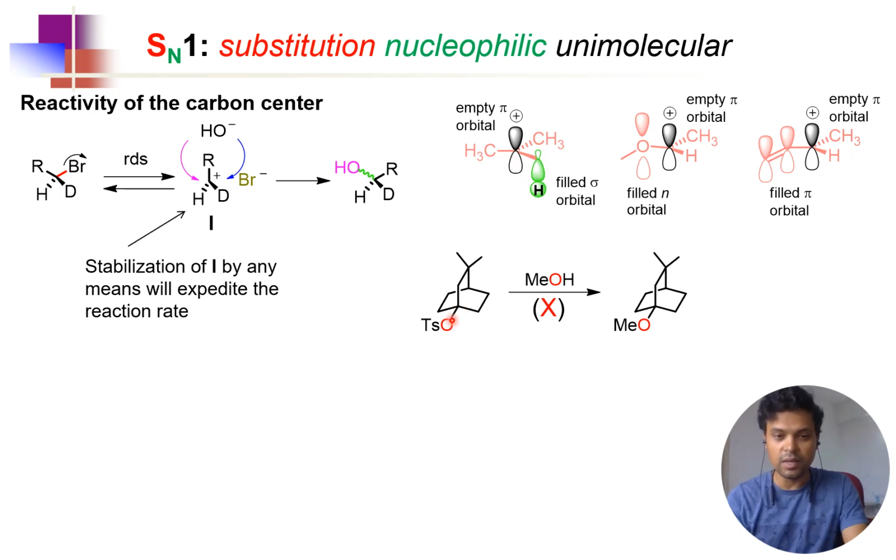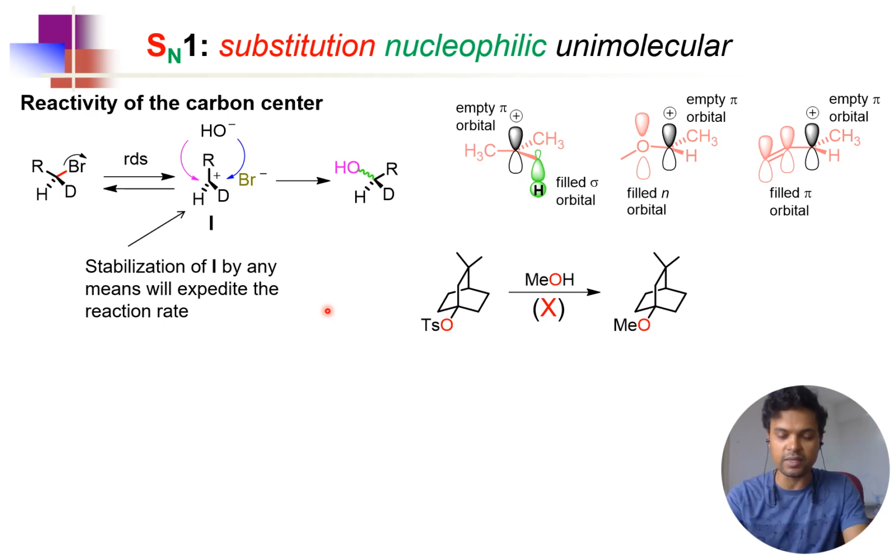At the same time, the orbital that would be produced after leaving of that OTS group, OTS is a para-toluene sulfonyl group, will not be parallel to either of the CH bonds. So you cannot stabilize it by hyperconjugation. So this kind of compound never goes through an SN1 reaction, neither an SN2 reaction.